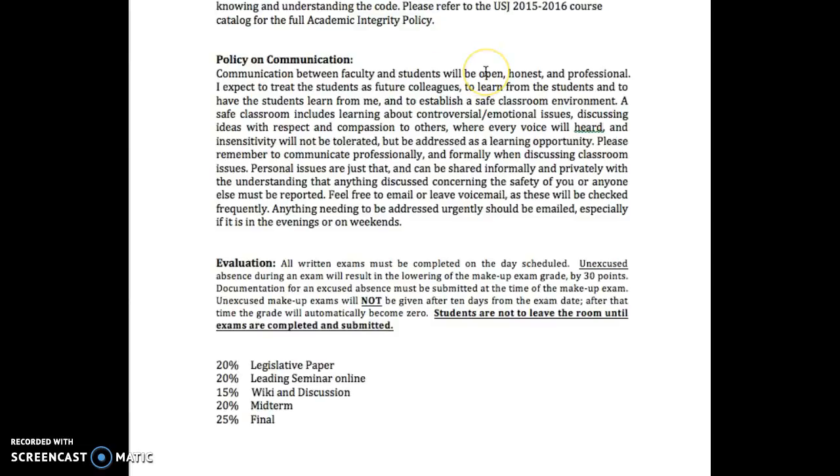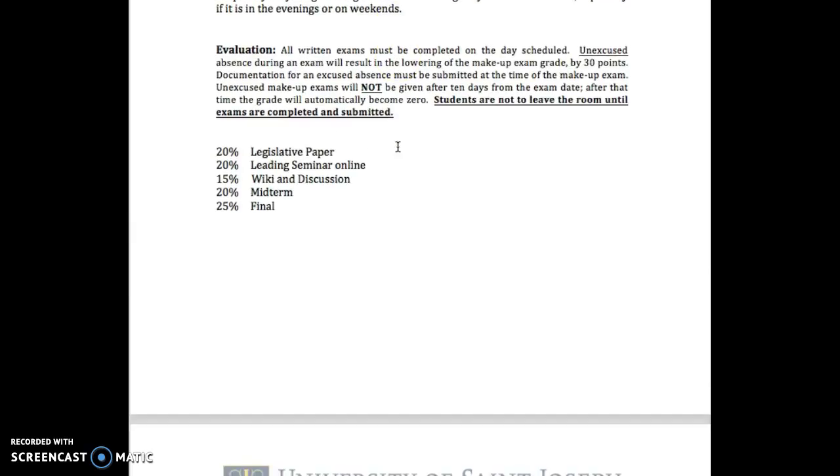Policy on communication is I expect everyone to be open, honest, and professional. I expect, well, you're all current colleagues. It's a policy that we have sort of as a department. The undergrads are students who are future colleagues, but you are all my current colleagues, and so hopefully we can interact with each other in that way. All right, so on to the fun stuff.